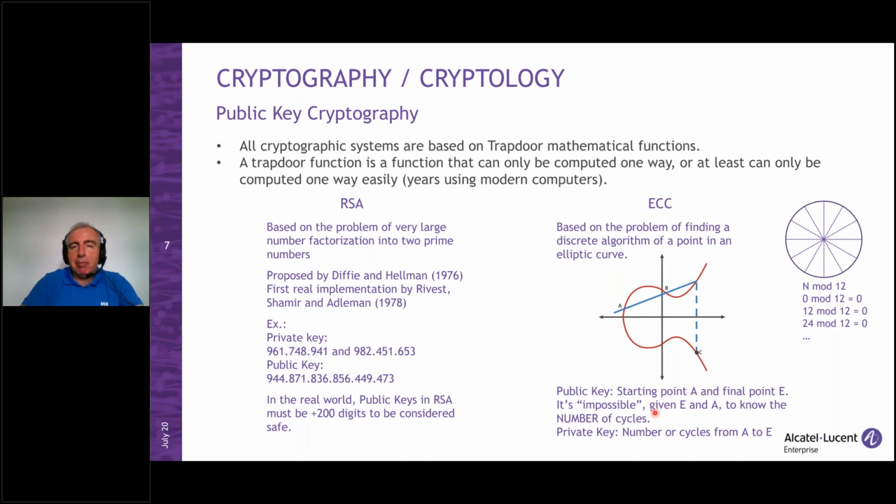So this is my public key. My public key is A and E, and I can give it to you, because it is, for you, almost impossible, knowing these two numbers, to go from A to E or from E to A, because you don't know all the calculations that I have done to reach it. And for me, my private key is exactly this number of cycles that I did. So it is impossible for a hacker to break this thing.